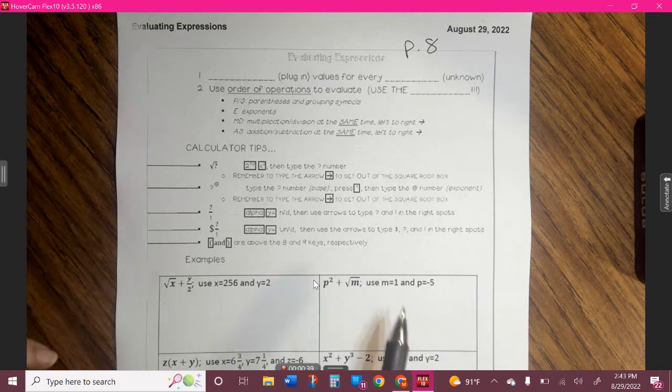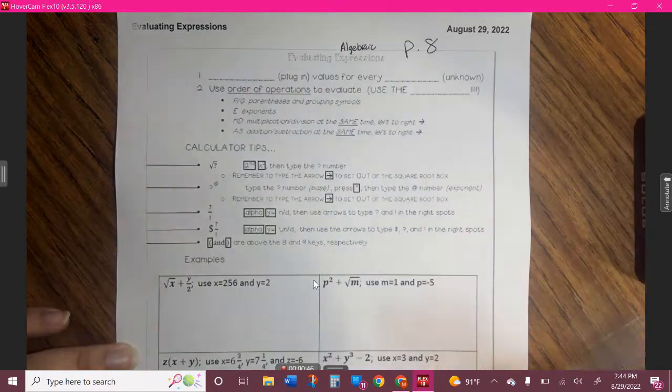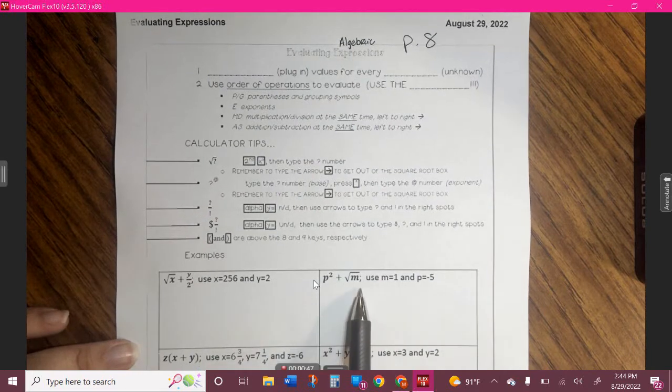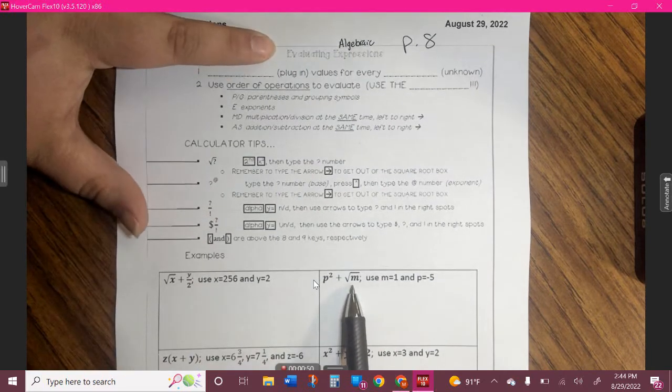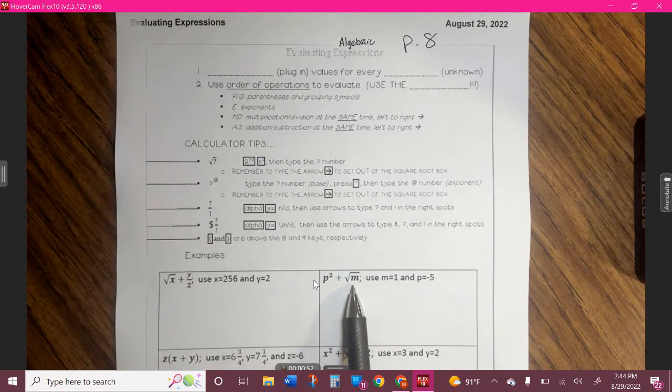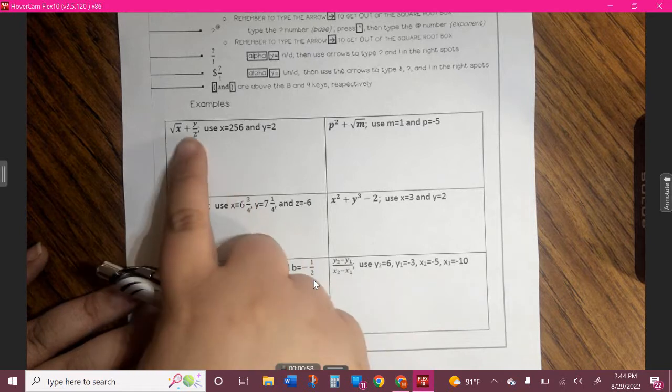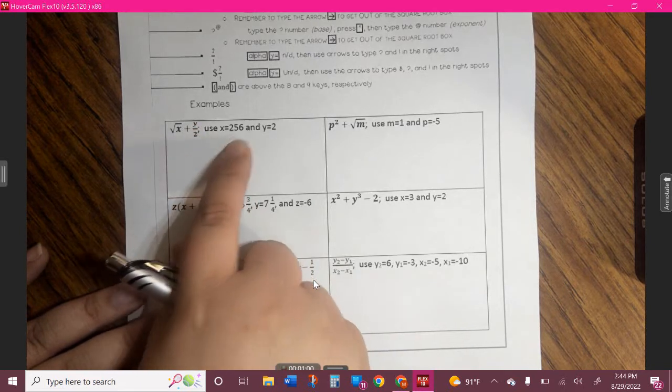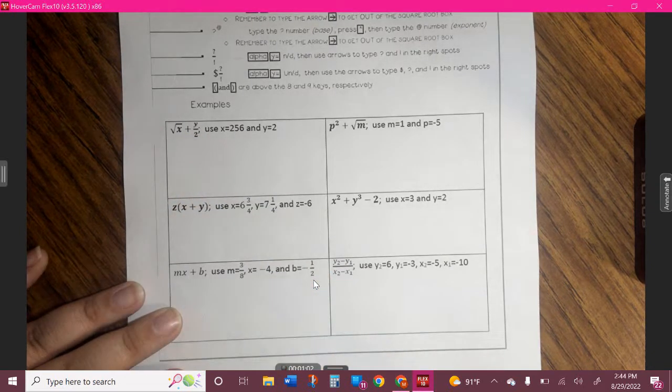Now I just want to clarify that the expressions we're working with are algebraic, which means that there are variables in them. And because we're evaluating them, that means we actually know what the letter is equal to. We know the value of whatever variable is given to us, and they've told us off to the side in the example problems. There's an x and a y in the first problem, and they tell us what x should be and what y should also be.